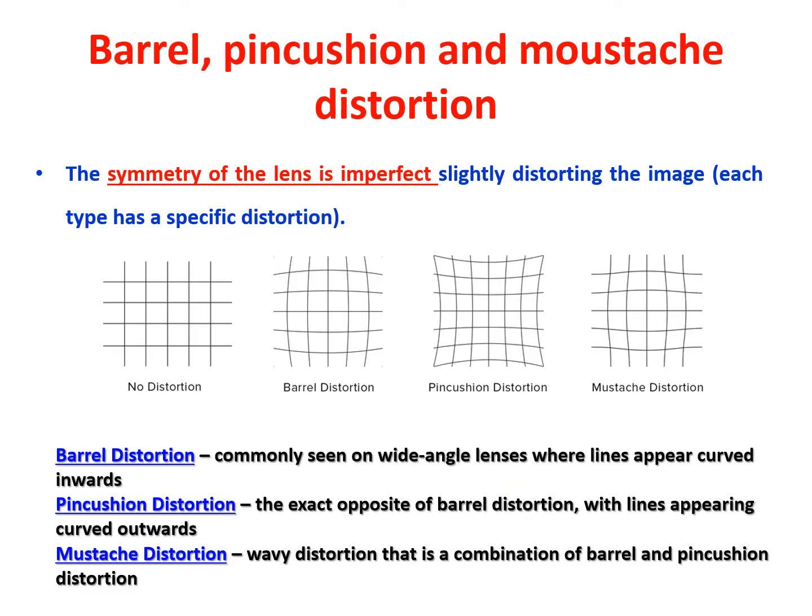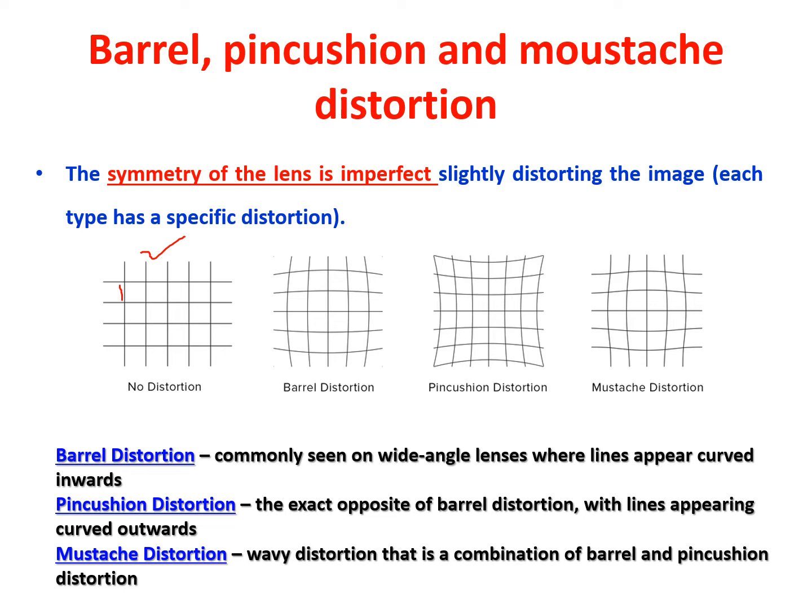Okay, this one. This is about barrel, pincushion and mustache distortions. This is the symmetry of lens imperfection. Symmetry is nothing but regular periodic arrangement. See, this is the regular and periodic arranged manner that is called as symmetry of lens. This symmetry will be imperfect. Regular and periodic arrangement means a proper line, proper distance, everything will be there. This proper line and distance will be distorted. That is called as imperfection over here.